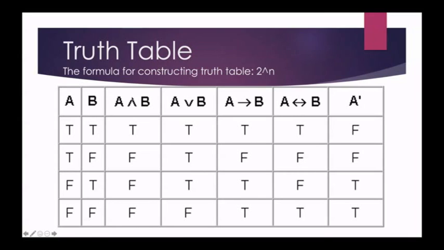So what do you call this again? This is and. This is the conjunction. This is the or. This is the disjunction. This is the if then. This is the conditional. This is the if and only if, biconditional. This is what? Negation, the not.